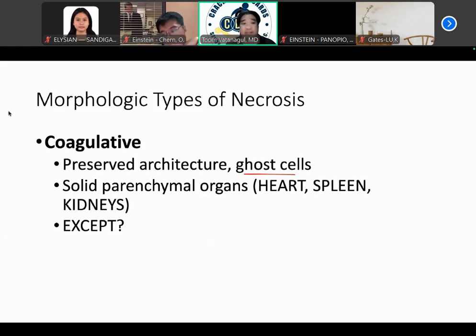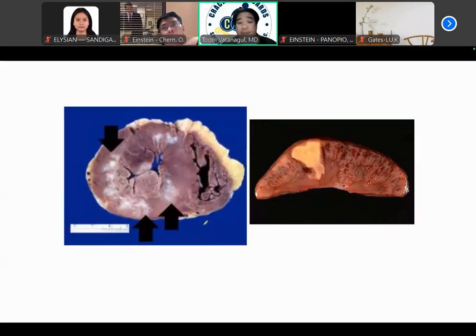Okay? So please take note of this. Now, here are some photos. Here is a renal infarct, wedge-shaped white infarct. The black arrows here show you the heart. This is an infarct in the left ventricle, usually associated with underlying coronary artery disease.